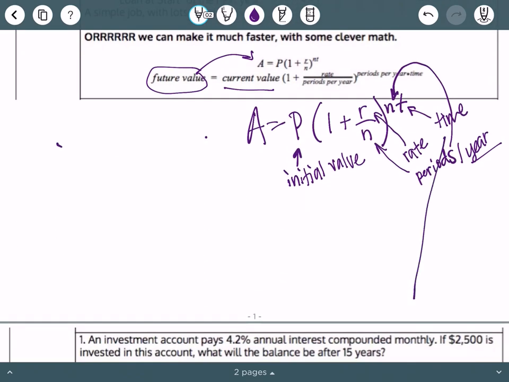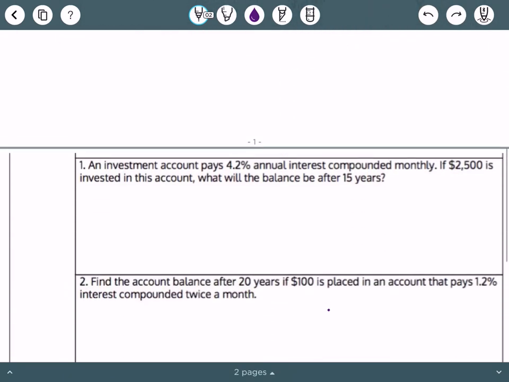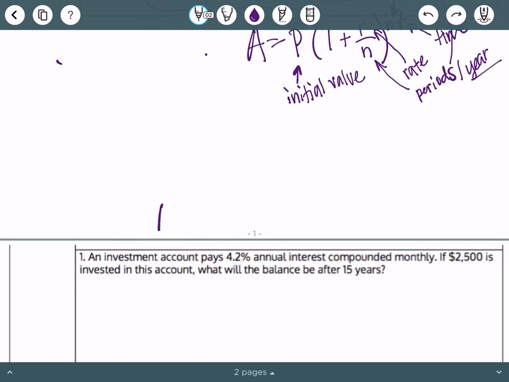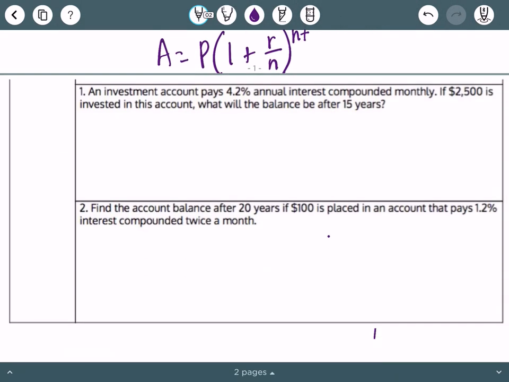So an investment account, I'll write it down here just so we have it. A equals P(1 plus r over n) to the power of n times t. So it says an investment account pays 4.2% annual interest, so that's per year, compounded monthly, right? So I see that it's happening 12 times per year, right? If $2,500 is invested in this account, what would the balance be after 15 years, right?